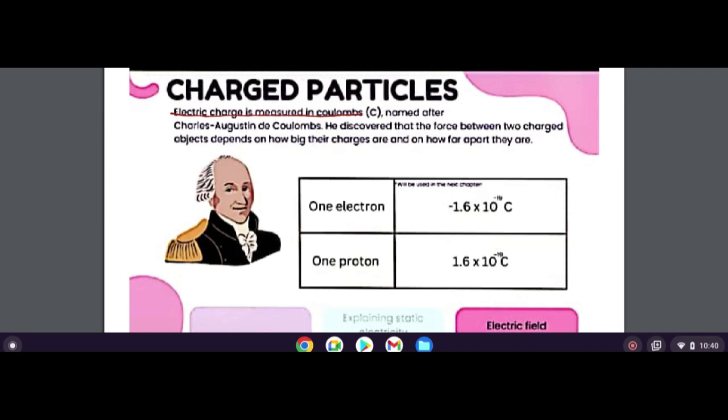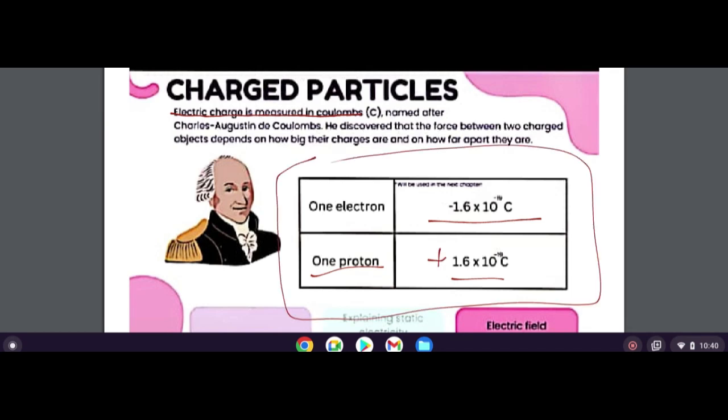So one electron has a value of 1.6 multiplied by 10 to the power minus 19 coulomb, and one proton has the same magnitude, but the electron is counted as negative because of its negative charge, and the proton is positive. We have to memorize these values, okay? Okay.